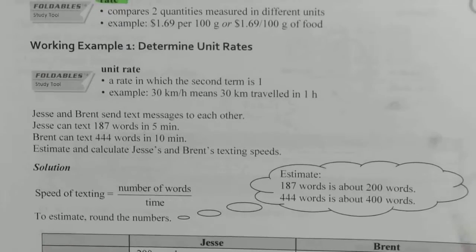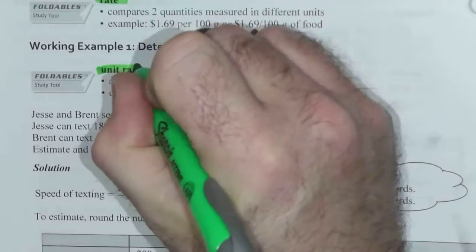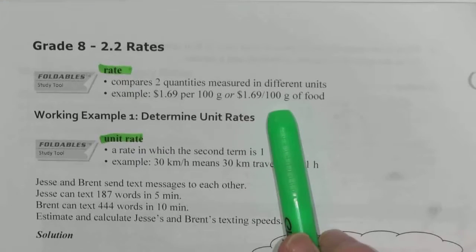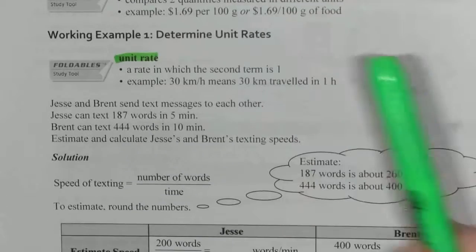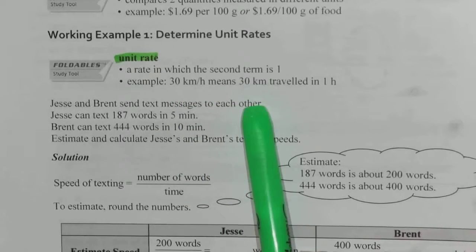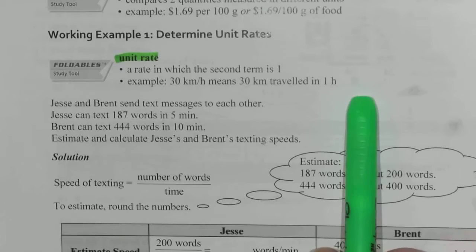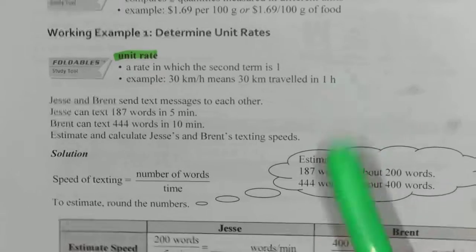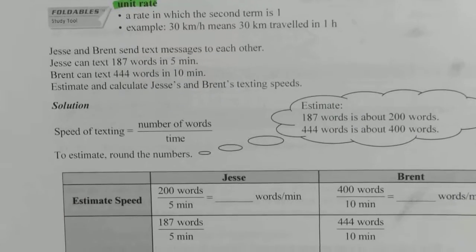The next definition is called a unit rate. A unit rate is one in which the second term is 1. So instead of being per 100 grams, it's per gram. So there's another example here. 30 kilometers per hour means that you've traveled 30 kilometers in 1 hour. And the 1 is what makes this a unit rate. It's a single unit of that term, of that unit.